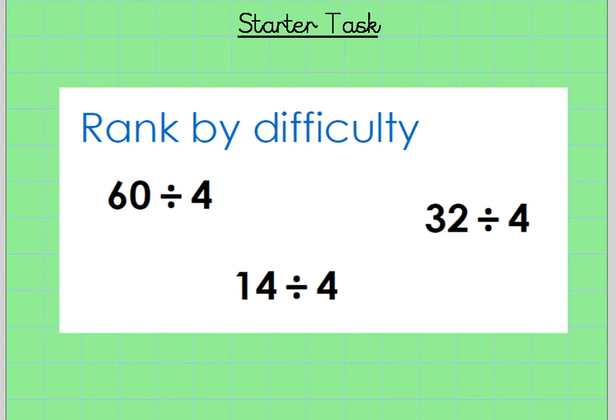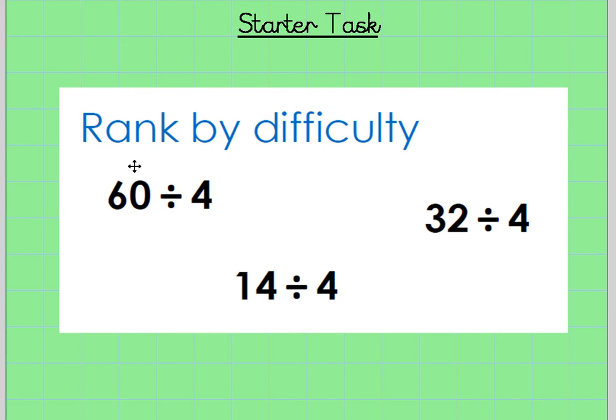Now I'm going to explain to you what I think. When I first looked at it, I was drawn to 60 divided by 4 and 32 divided by 4. The reason I was drawn to 32 divided by 4 is because I knew that 32 is in the 4 times tables, which means that I should be able to work that out mentally in my head. So I therefore know that 32 divided by 4 is 8, because 8 lots of 4 make 32.